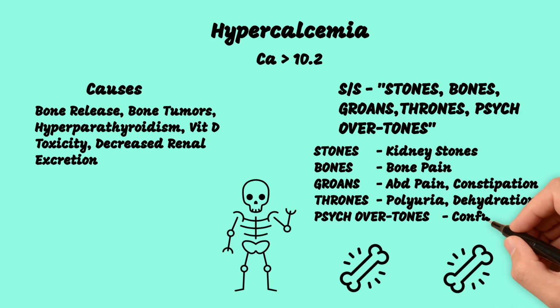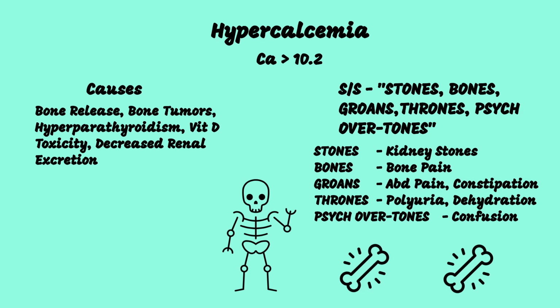Stones stands for kidney stones. Remember, high levels of calcium increase our risk for kidney stones. Bones for bone pain. Hypercalcemia is incredibly painful. Groans from abdominal pain, constipation. Thrones means polyuria or dehydration. Psych overtones referring to confusion.